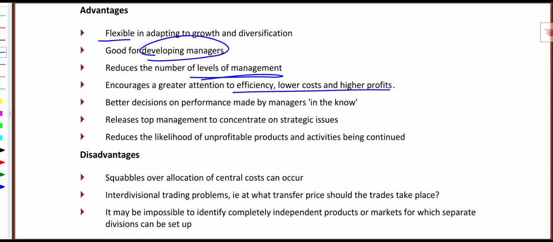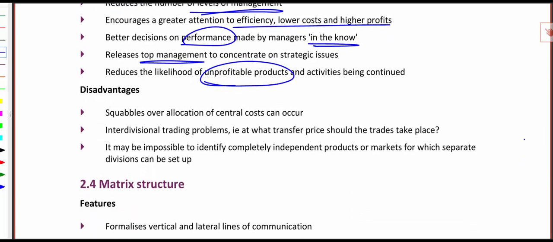Encourages a greater attention to efficiency, lower costs and higher profits. Better decisions on performance because the managers are actually close to what they're talking about. Means that your very top management can concentrate on that strategic direction, and reduces the likelihood of unprofitable products. Okay, so if you're responsible for a division, you're not going to want to run an unprofitable product.